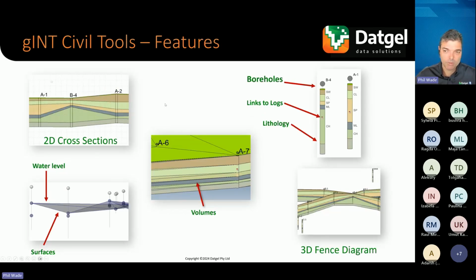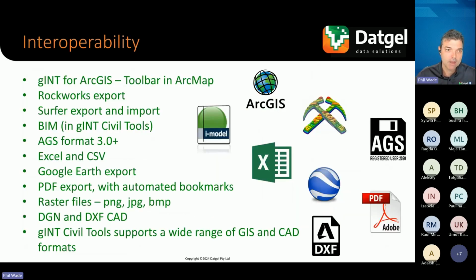Some more examples of what you can present. gINT interoperates with many software products by file import and export. Some of the more interesting ones: it has an add-in to ArcGIS, to ArcMap. It can export to AGS format if you use a library in a project which is designed for that, and correspondence files. And it can export PDFs. There's an inbuilt PDF creator, which allows you to automate the creation of bookmarks and other things.